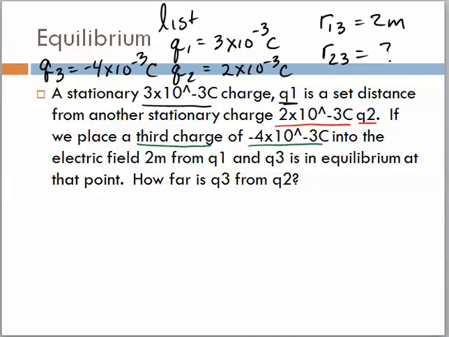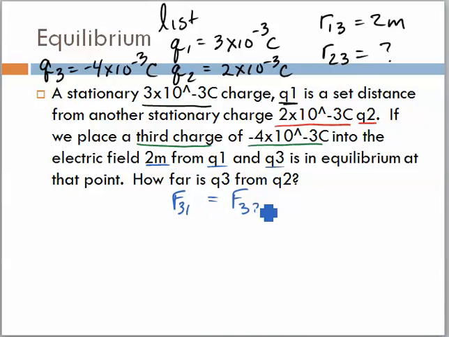They told us that the distance between 1 and 3 is 2 meters. So I said the distance, or the radius, between 1 and 3 is 2 meters. They want to know, how far is Q3 from Q2? Well, we can say then that the force of 3 on 1, due to 1, is going to be equal to the force of 3 due to charge 2.